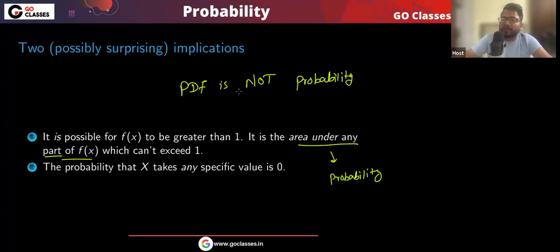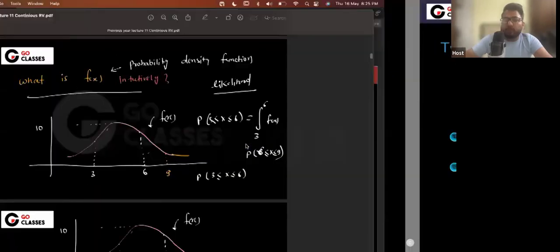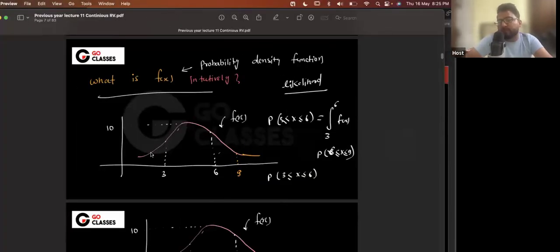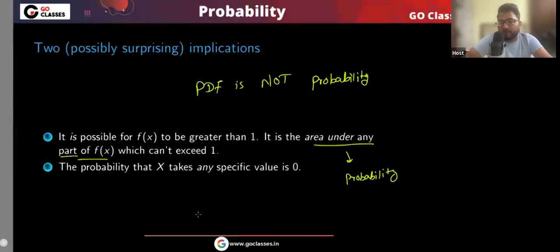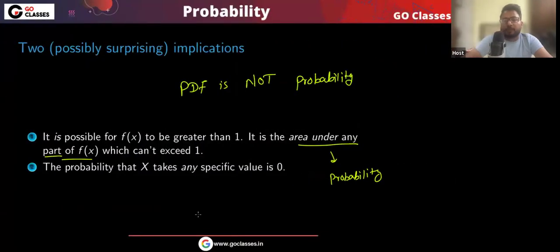If PDF is not probability, then what does it signify? It tells you which regions have higher probability. Let's suppose f(x) is something like this graph, and this is the PDF for the arrival time of the bus. Then you will say that between 3 and 6, there is a very high chance that the bus will come. The probability that X can take any specific value is actually 0.